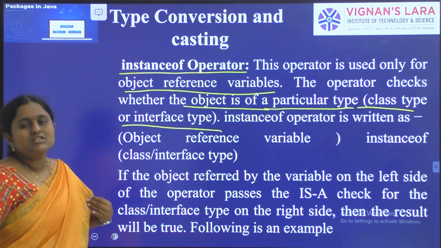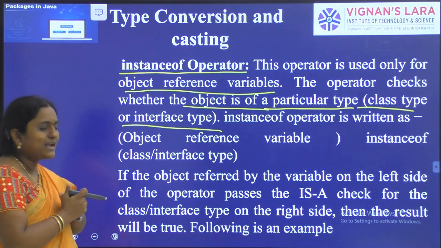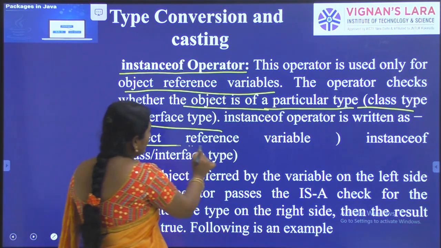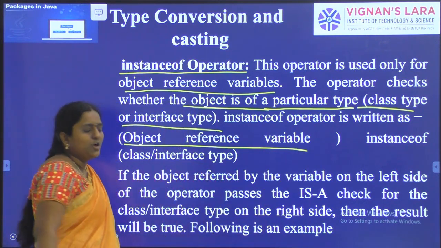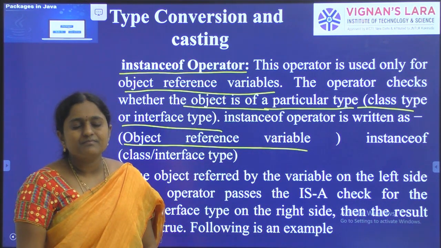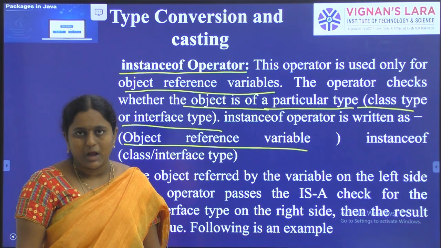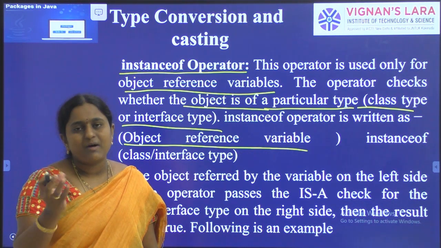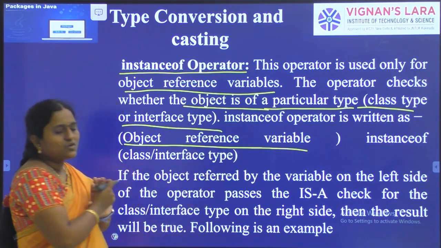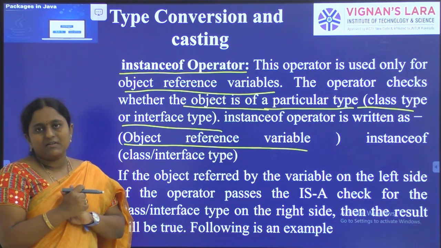Suppose the instanceof operator has the following syntax. What is the syntax of the instanceof operator? Object reference variable. Object reference variable means object name or reference variable. Generally, with respect to the class, we can create an object. So on the left hand side is the object name or reference variable.